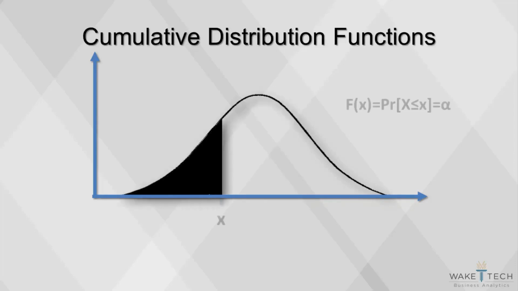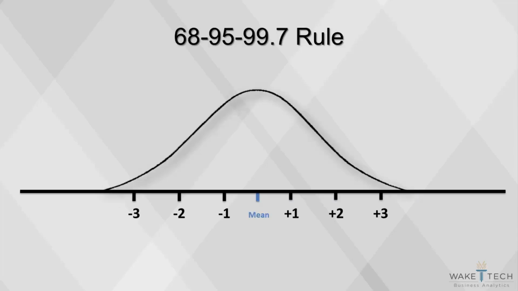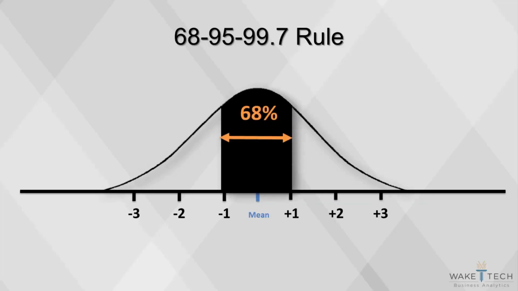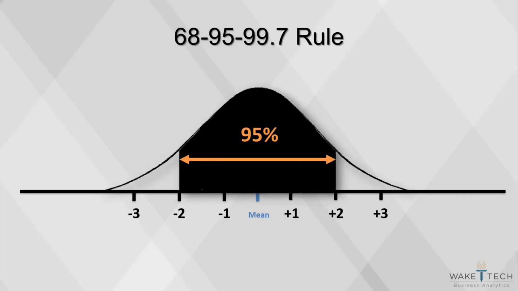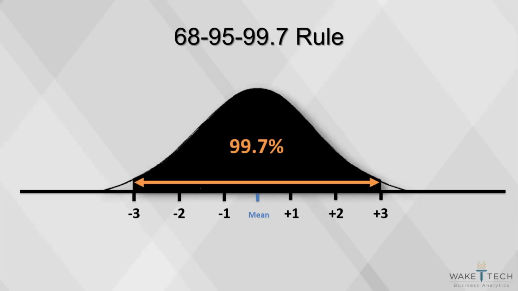The cumulative distribution function, or CDF, is the probability that the variable takes a value less than or equal to x. It's the total area under the normal curve up to x. The beauty of the normal curve is that no matter what its mean and standard deviation are, the area between the mean minus 1 standard deviation and the mean plus 1 standard deviation is always about 68%. The area between the mean minus 2 standard deviations and the mean plus 2 standard deviations is always about 95%. The area between the mean minus 3 standard deviations and the mean plus 3 standard deviations is always about 99.7%. That means almost all values fall within 3 standard deviations on either side of the mean. That's true for all normal curves, no matter their shape.